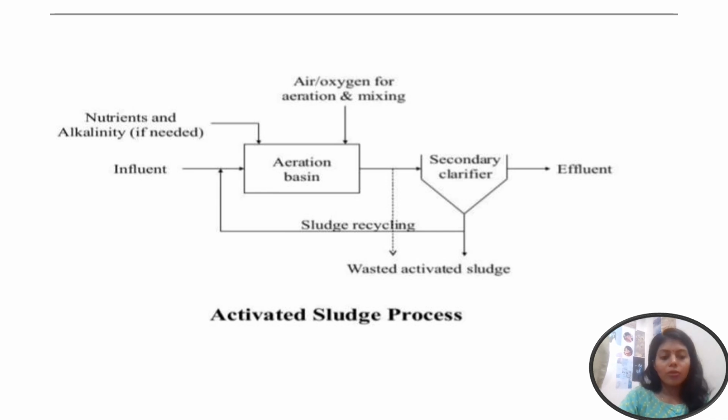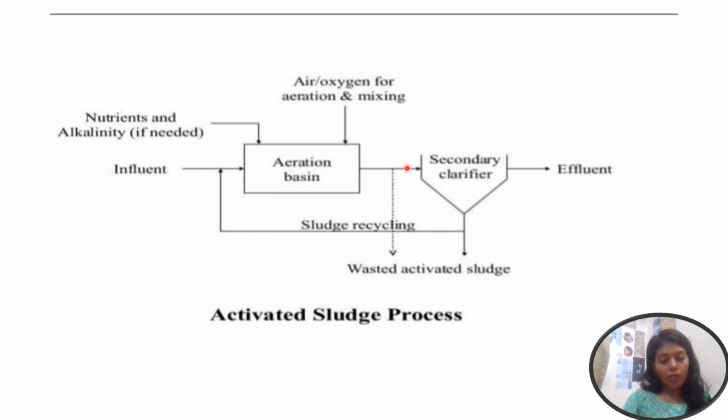This process starts with the introduction of wastewater to the aeration tank, where it is mixed with the air or oxygen that is needed by aerobic bacteria for breakdown of organic matter. Activated sludge is a mixture of microorganisms that have been cultivated in the previous treatment cycle, and along with that, air is also supplied.